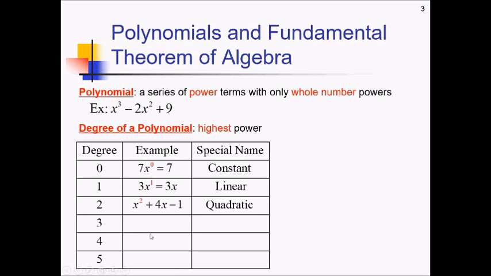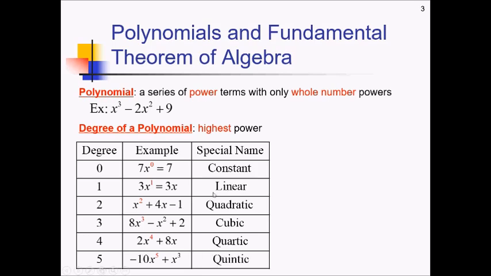Third degree, that would be something like 8x cubed minus x squared plus 2. These are called cubic polynomials because x to the third is also x cubed. And then fourth degree, that would be like 2x to the fourth plus 8x. This is a quartic polynomial. And finally, fifth degree, something like negative 10x to the fifth plus x cubed. We call this a quintic polynomial.